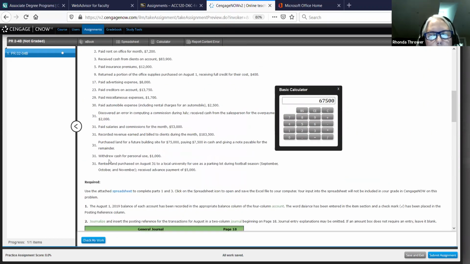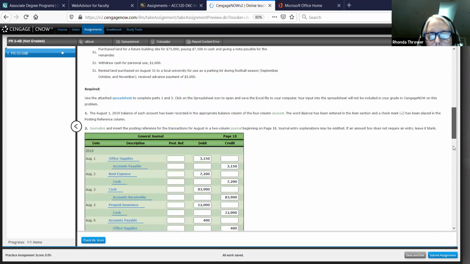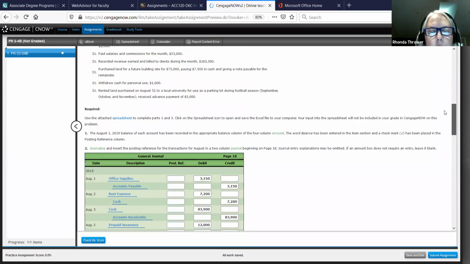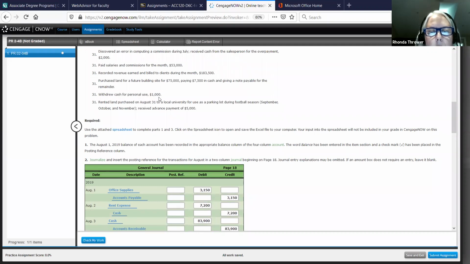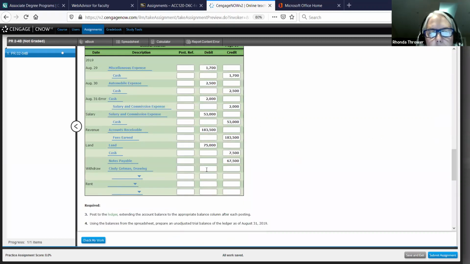The next thing that we did is we withdrew cash for personal use, $1,000. So my drawing account, which is my withdrawal account, is increasing. To increase a drawing account, you would debit for the amount that you withdrew from the business. Your drawing account is increasing.